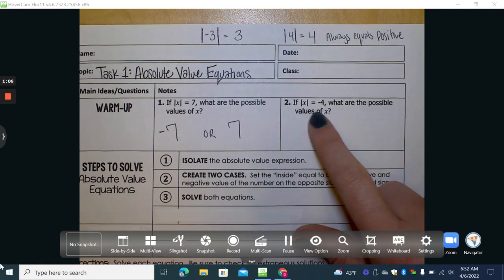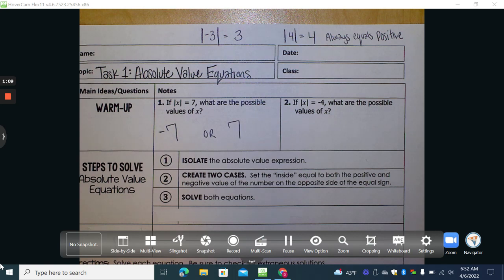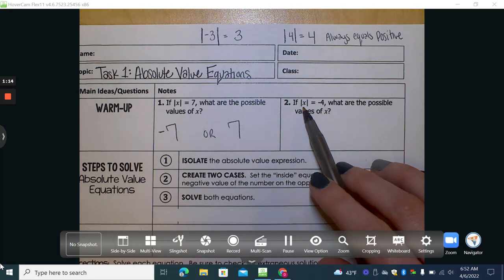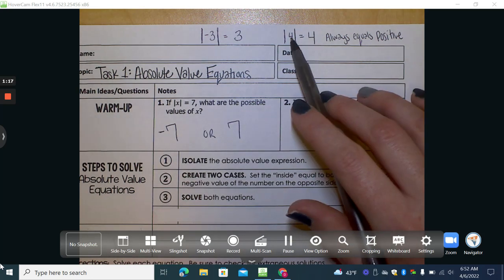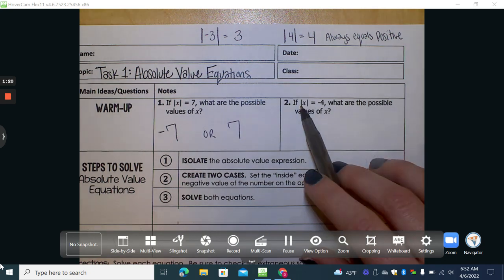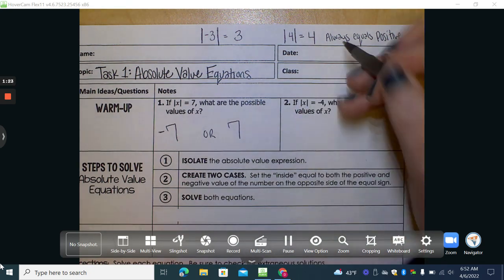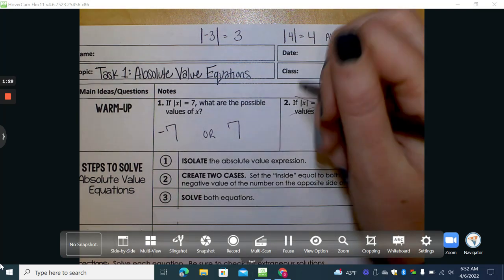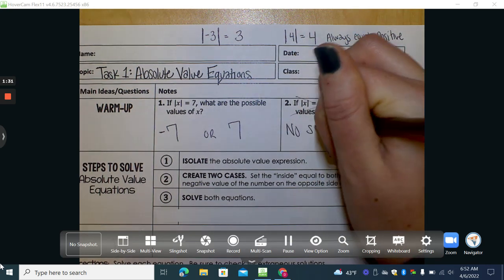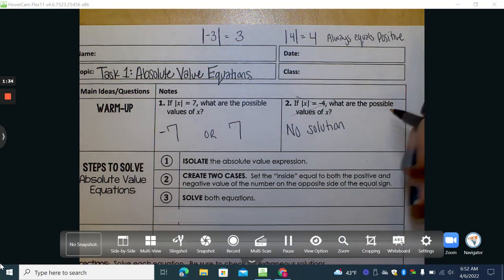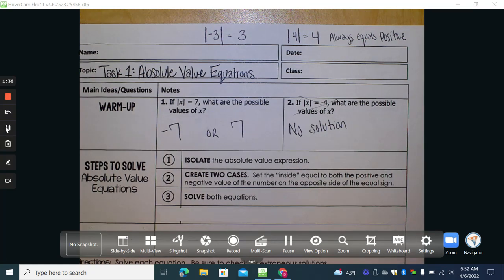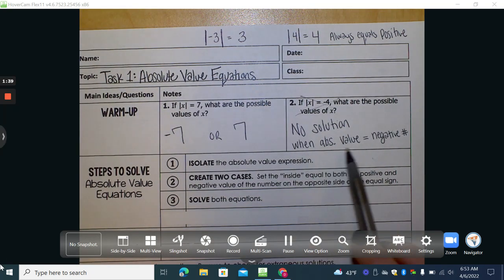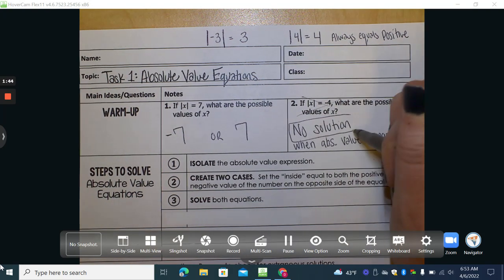The second question there is saying, if absolute value of x equals negative 4, what are the possible solutions of x? Well, if I put a positive 4 in, that would equal positive 4, right? Same thing up here. If I put a negative 4 in, that would also equal a positive 4. There's no such situation where I get negative 4 as an answer. So here we have no solution. And this works every single time the absolute value equals a negative number. No solution will actually just be your answer.